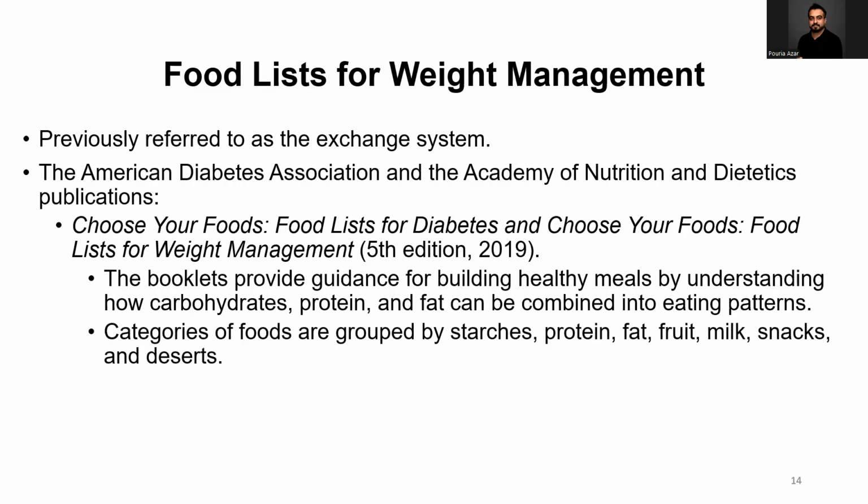Food lists, previously referred to as the exchange system. In the exchange system or food lists, there are different categories of foods, which is a little bit different than My Plate and the dietary guidelines. In this list, the food items are grouped by starches, protein, fat, fruit, milk, snacks, and desserts.